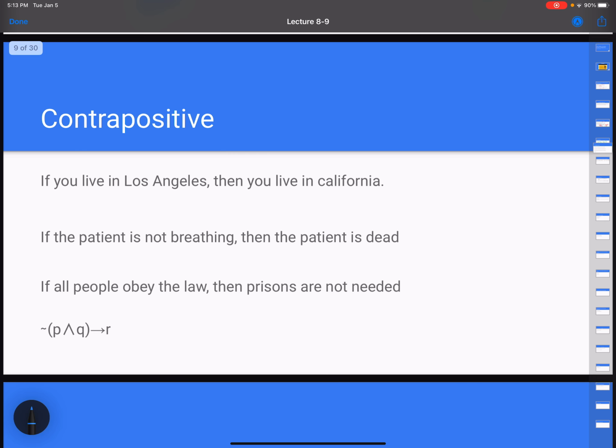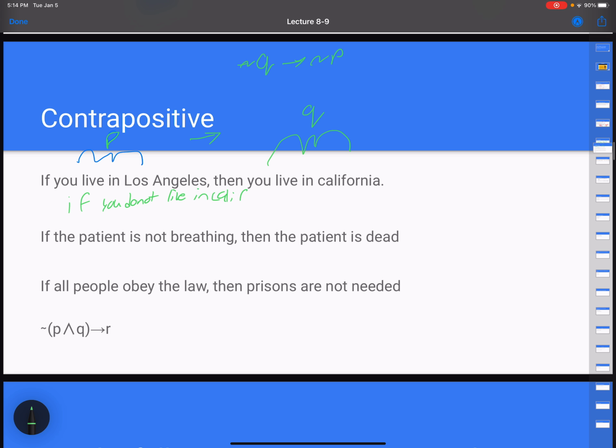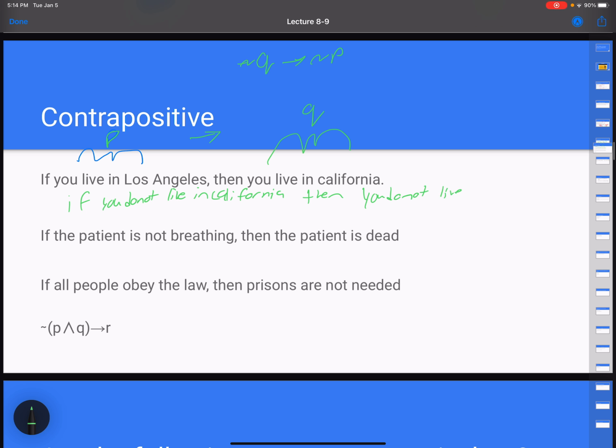So let's take a minute and look at the contrapositive in real sentences. This always makes things a little easier to understand. If we have the sentence, if you live in Los Angeles, then you live in California, we have living in Los Angeles as our P, and living in California as our Q. So we have right now P implies Q. Let's flip it and negate and look for not Q implies not P. If you do not live in California, then you do not live in Los Angeles. And we see this is absolutely true. If you do not live in California, you don't live in Los Angeles. So we see that taking the contrapositive still gives us a true statement.